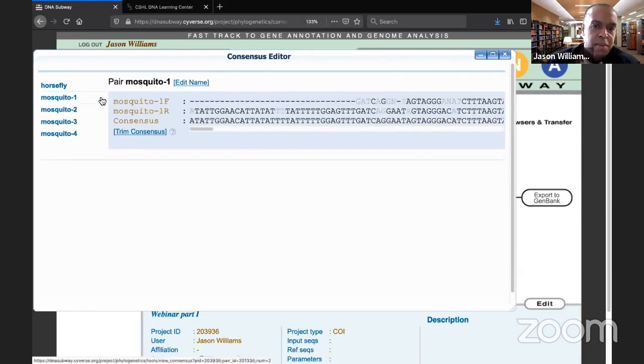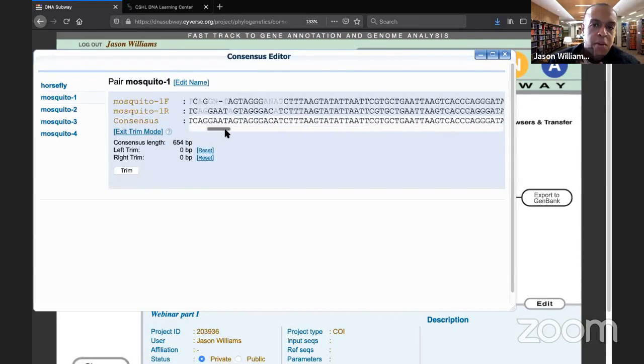I'm going to do them a little bit more quickly. I'm going to go ahead and click on trim consensus. And I just want to go through all of them and eliminate as much of the data as I think I cannot trust. So that won't take all too long.